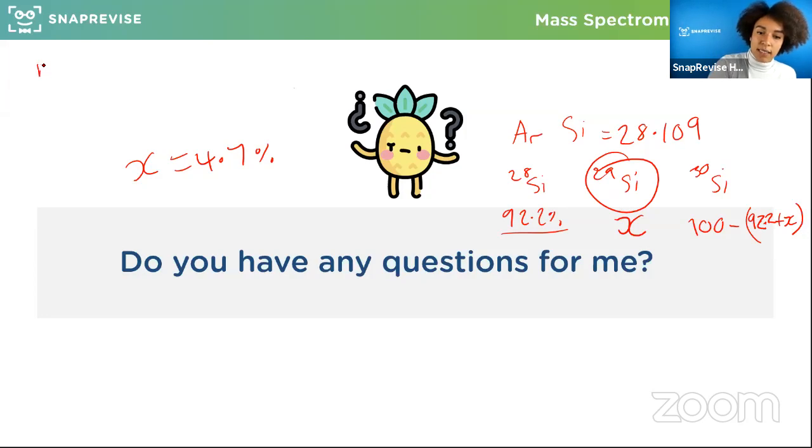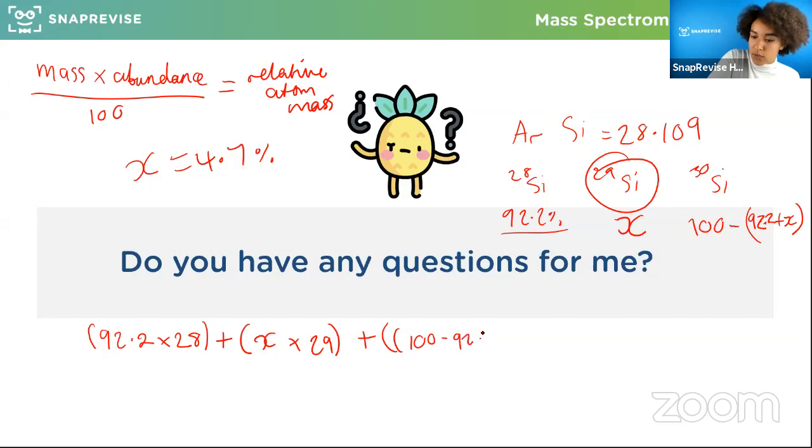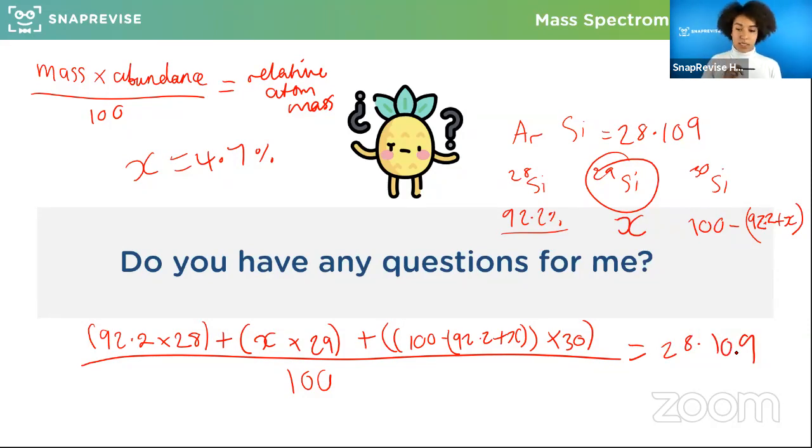And the formula for relative atomic mass is all of the masses times their abundance over 100 is equal to the relative atomic mass. Which means that what we needed to do was do our 92.2, which is the abundance of silicon 28, times 28, plus X times 29, because X is the thing we want to know, plus 100 minus 92.2 plus X in brackets times 30, divided by 100, equal to 28.109, and then we just rearrange this for X.